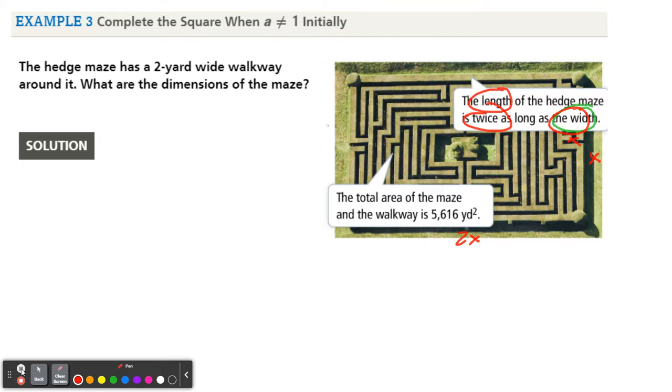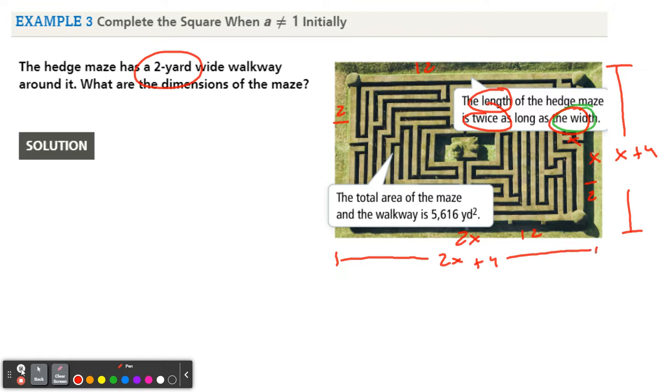But now there is this walkway around it, right? It's a 2-yard wide walkway. So again, if you were to make this width be 2 all the way around, to find the new width, you would take this x, the original one, but you have to add 2 down here and up here. That would be x plus 4. To find the new length, you would take the original 2x, but you have to add 2 here and here. That'd be 2x plus 4. This will give you the dimensions of the entire thing.